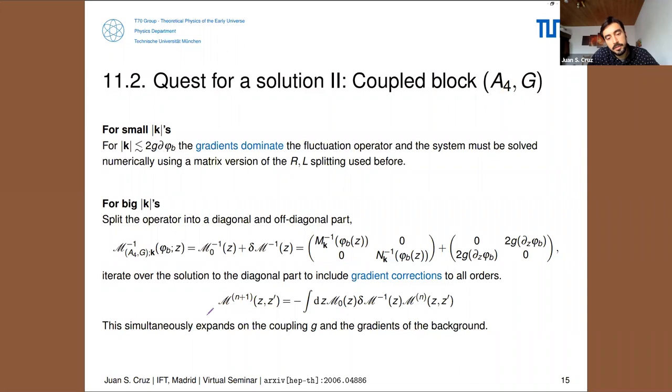So after you iterate a few times, you converge to some level of tolerance and you manage to include the gradients up to essentially all orders. So this shouldn't be confused with a gradient expansion. And this way, then you obtain the Green's function for this coupled block for arbitrary k, or for a big enough regime of k's, of values of k.